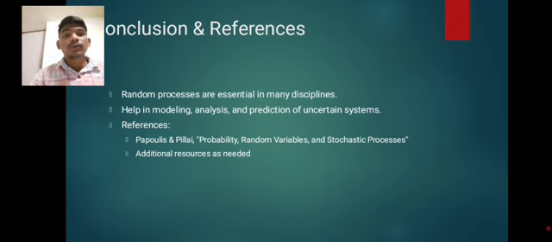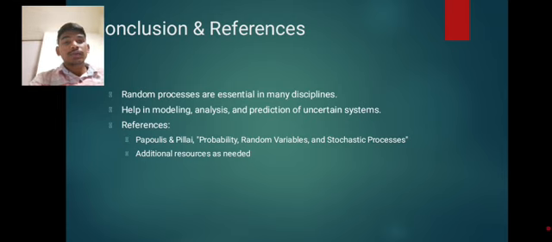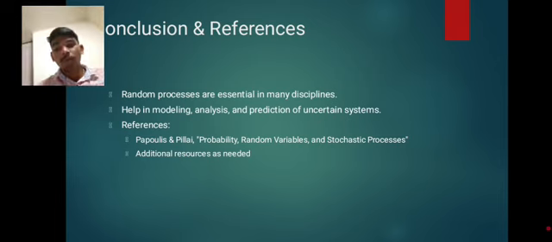Conclusion: random processes are essential in many disciplines. They help in modeling, analysis, and prediction of uncertain systems. References: Papoulis, Probability, Random Variables, and Stochastic Processes. Additional resources are needed.